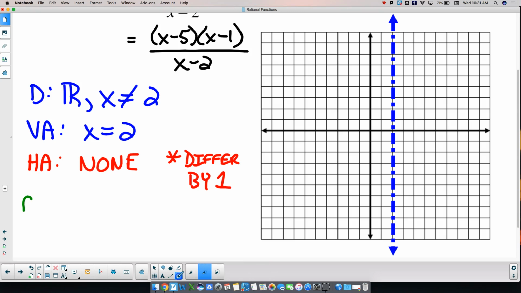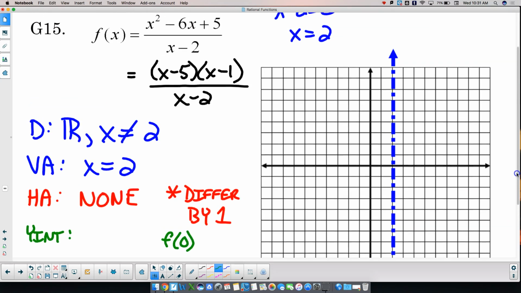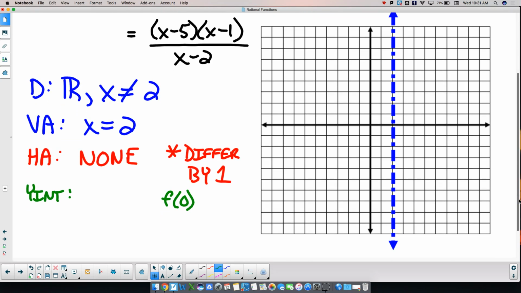My y-intercept, f of 0. So if I put 0 into my function, I get, on top, I would get 5. On the bottom, I would get negative 2. So that gives me a y-intercept of 0, comma, negative 5/2, which is negative 2.5.